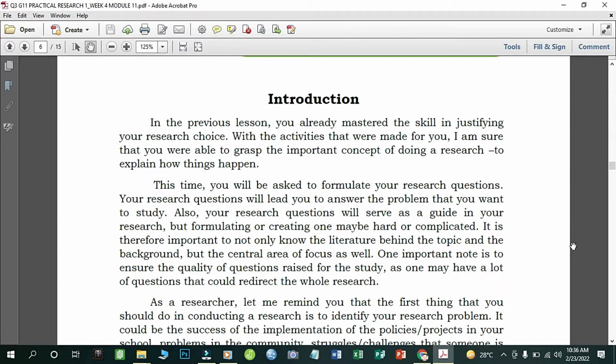But formulating or creating one may be hard or complicated. It's therefore important to know not only the literature behind the topic and the background, but the central area of focus as well. So one important note is to ensure the quality of questions raised for the study, as one may have a lot of questions that could redirect the whole research.